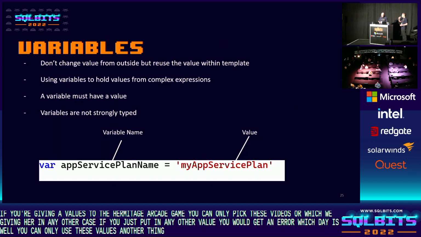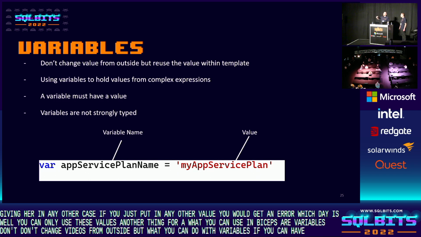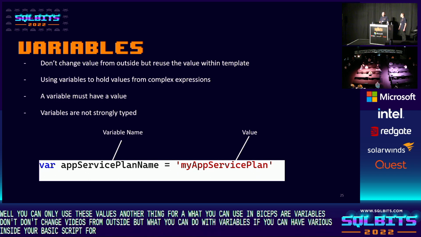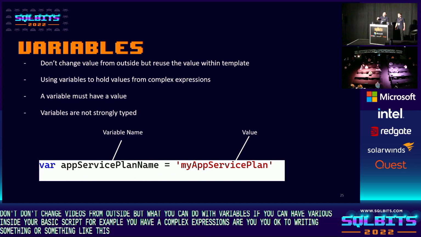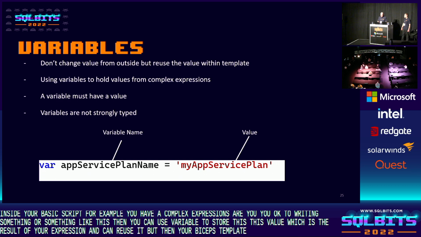Another thing you can use in Bicep are variables. Variables don't change values from outside, but what you can do with variables is have values inside your Bicep script. For example, you have a complex expression, you're calculating something, then you can use a variable to store the result of your expression and reuse it within your Bicep template.